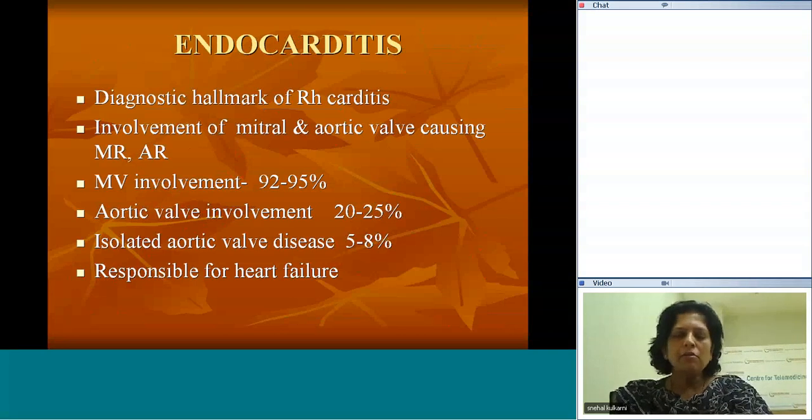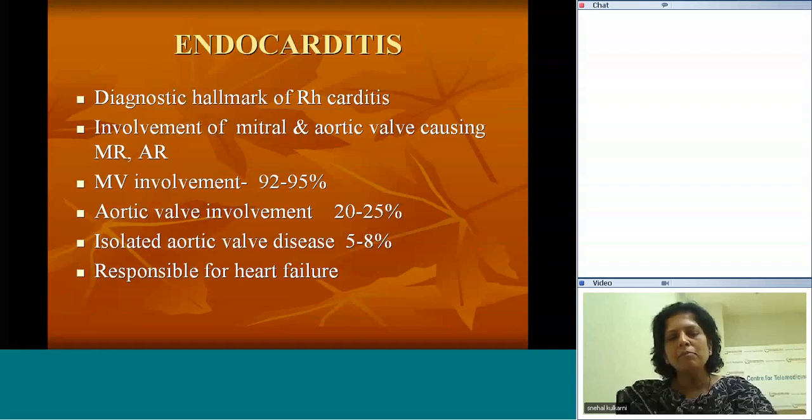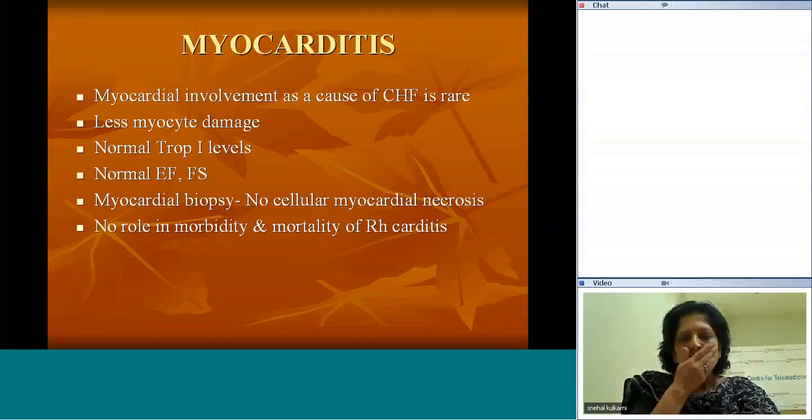Involvement of the mitral and aortic valves causing MR and AR is very common, and mitral valve involvement is seen in up to 95% of patients. Aortic valve involvement is in 25%. Isolated aortic valve disease is seen in 5 to 8%, which is actually responsible for heart failure. But we do see a lot of patients who have tricuspid valve involvement, and there are two case reports where even pulmonary valve involvement has been reported in patients with rheumatic carditis.